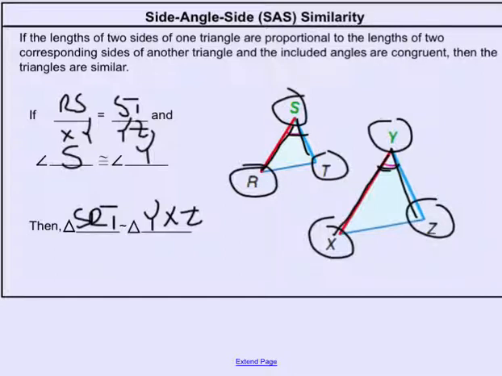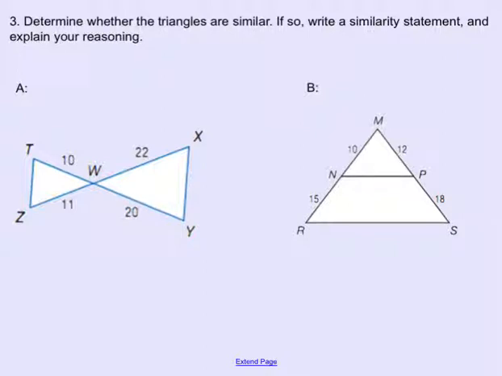So let's go ahead and take a look at it in terms of similarity. Determine whether the triangles are similar. If so, write the similarity statement and explain your reasoning. For this, remember that vertical angles are congruent. So I have a side, angle, side, side, angle, side. Now I can't just assume that this works because I have an angle sandwiched between two sides. I know the angles are congruent, but I have to check to make sure the sides are proportional.